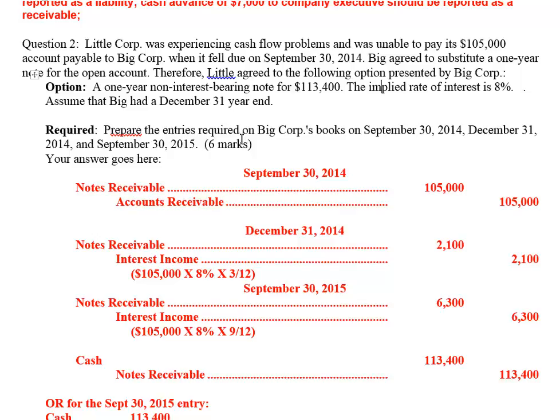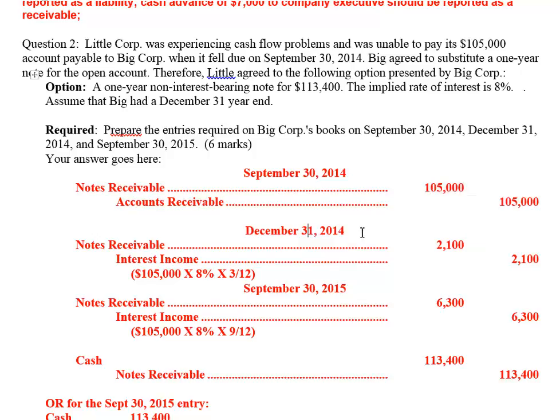Now, to make the entries, again, on Big's books, so Big has the receivable, we're going to set up the note receivable and credit the account receivable for 105,000. Remember, the note receivable is going to grow by the amount of interest that we debit directly to the note receivable over the 1-year period. So in this case, what do we have? We set up our note at 105. Why? Because the amount of the account receivable that little owed to Big was 105,000. That is now going away on Big's books, and we're substituting the note.